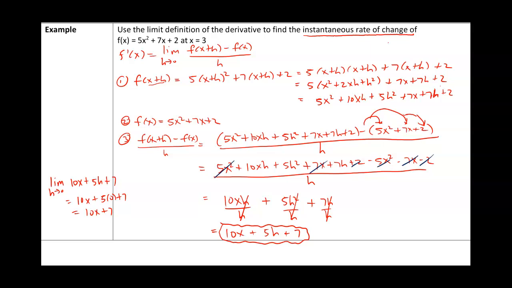But we don't just want the derivative, we want the derivative at x equals 3. So at x equals 3, my derivative is going to be 10 times 3 plus 7, which is 37. So if I were to graph this curve and find the slope of the tangent line at x equals 3, that slope would equal 37.